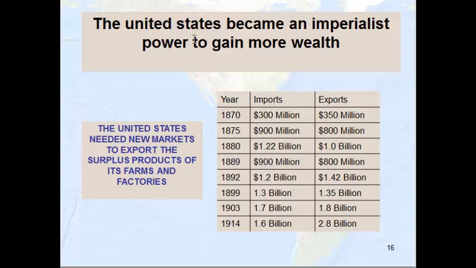And you can see this in the total imports and exports by year. Beginning in the 1870s, we're going to export about $350 million worth of items. However, by 1914, that number is going to increase to $2.8 billion. Also, our number of imports are also increasing at the same time.